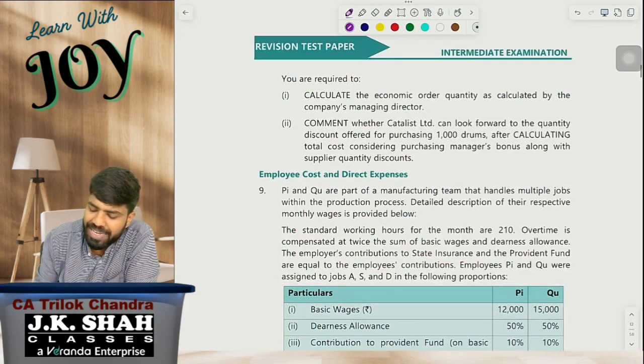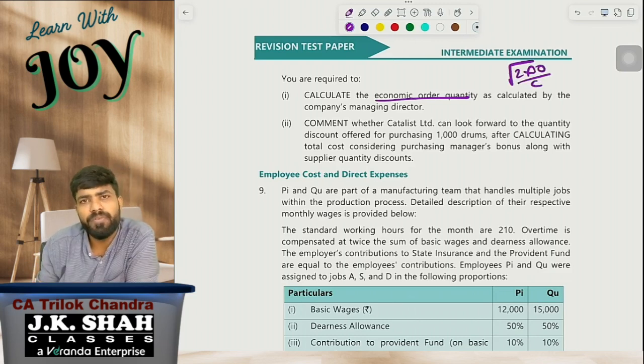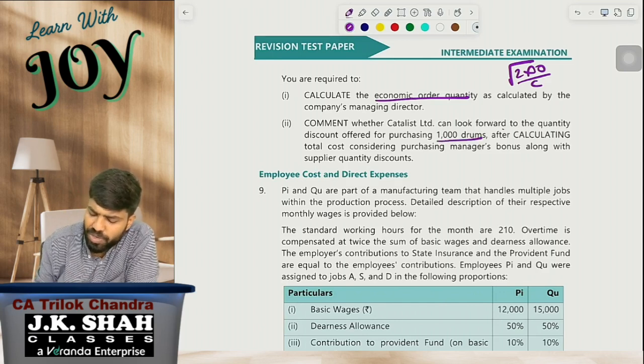Now what are they asking? Number one. Calculate economic order quantity as calculated by the company's managing director, root of 2AO divided by C. We know A, we know O, we know C. Substitute the values, we'll get the answer. Next. Comment whether Catalyst Limited can look forward to the quantity discount offered for purchasing 1000 drums after calculating total cost considering purchasing manager bonus along with supplier's quantity discount.